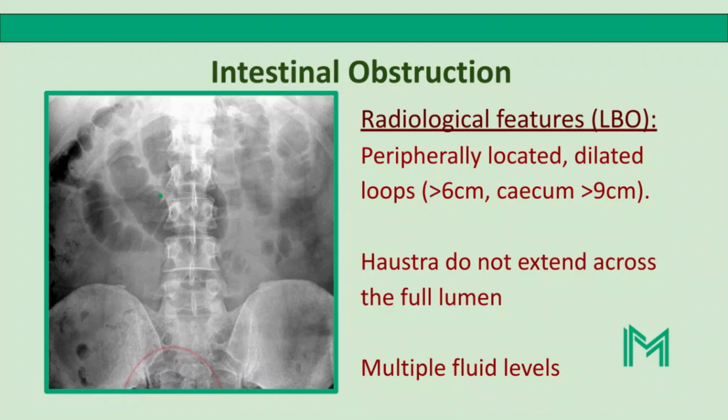Now, if you observe very carefully, these are the mucosal folds. They do not extend across the full width of the lumen. The mucosal fold starts and then stops. That is characteristic of the large bowel obstruction. If you come here, it starts and stops. It doesn't extend across the full width of the large bowel. And then of course you see multiple air fluid levels. It's not shown here, but generally that's what you see.